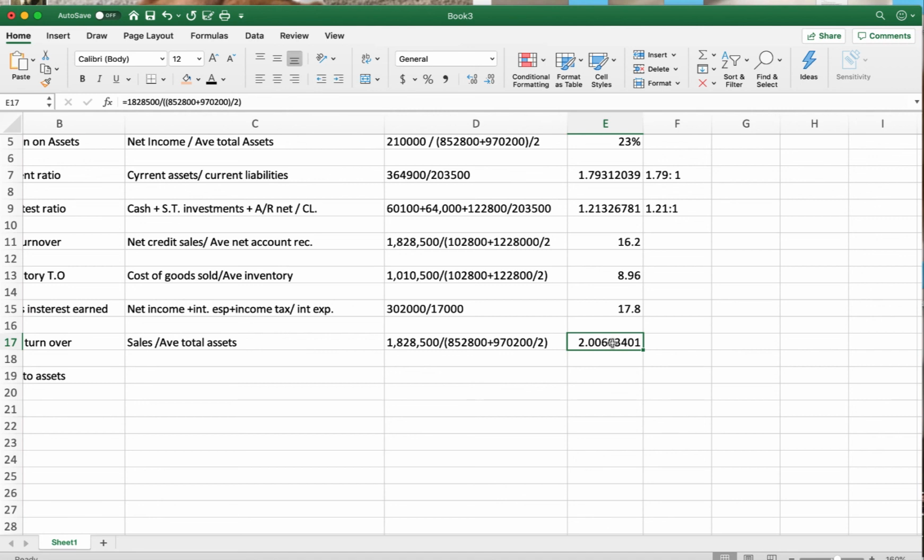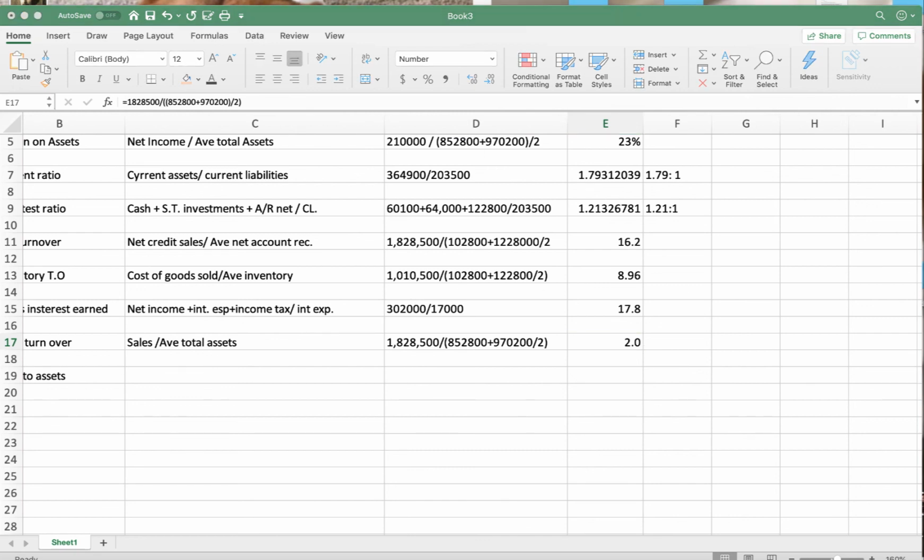So when we're looking for the asset turnover, we're measuring basically how efficiently the assets are being used to generate those sales. And we get a number of 2. Again, by itself it means nothing. We need something to compare it to. Okay. And then finally, we need the debt to assets.